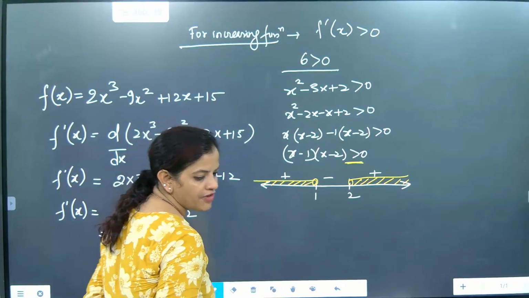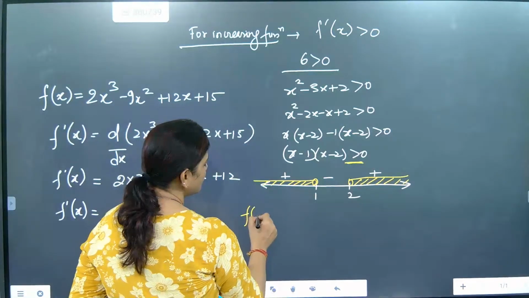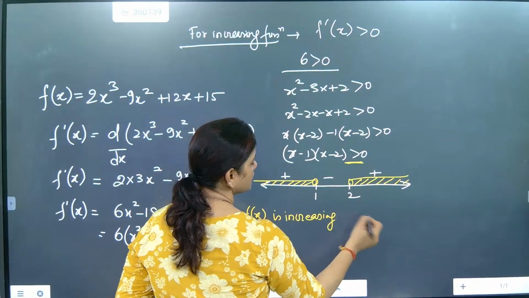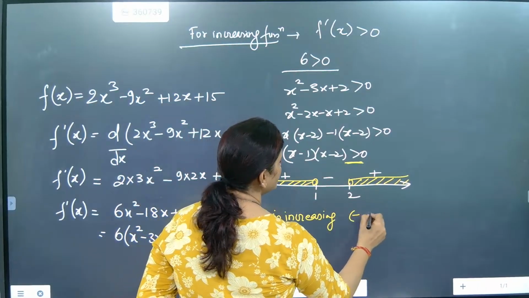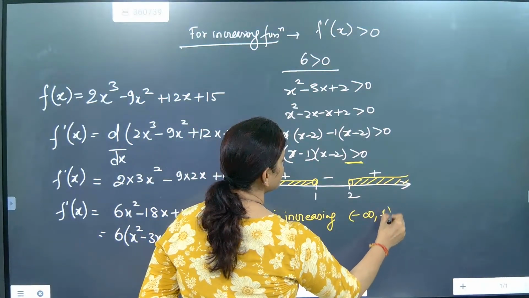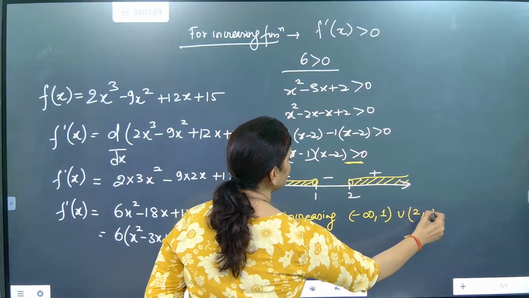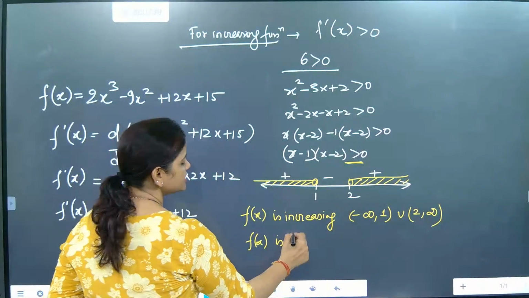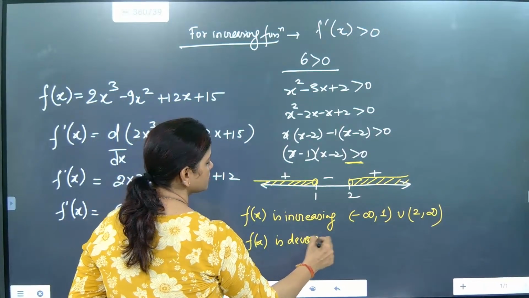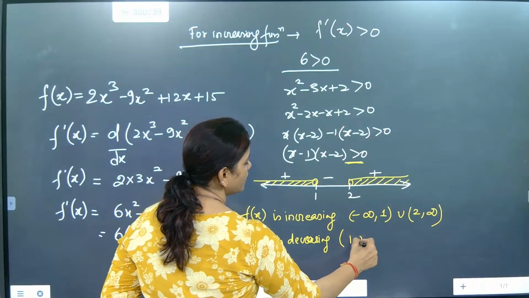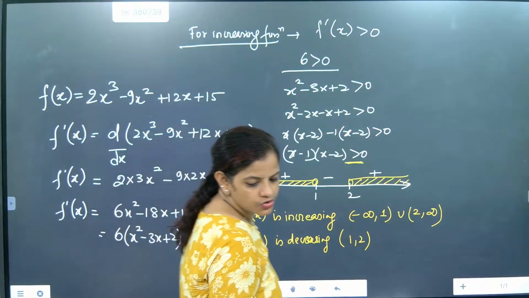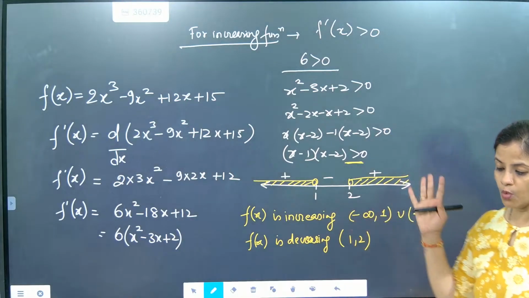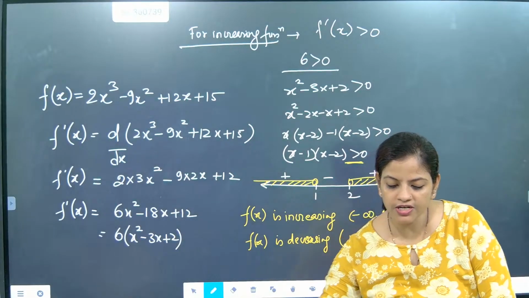Understood? So f of x is increasing in the interval minus infinity to 1, open interval, and 2 to infinity. Now, beta, where is it decreasing? f of x is decreasing between 1 to 2, open interval. Understood? So x belonging to these intervals, it is increasing or decreasing. This is the most important point you must remember for increasing and decreasing.